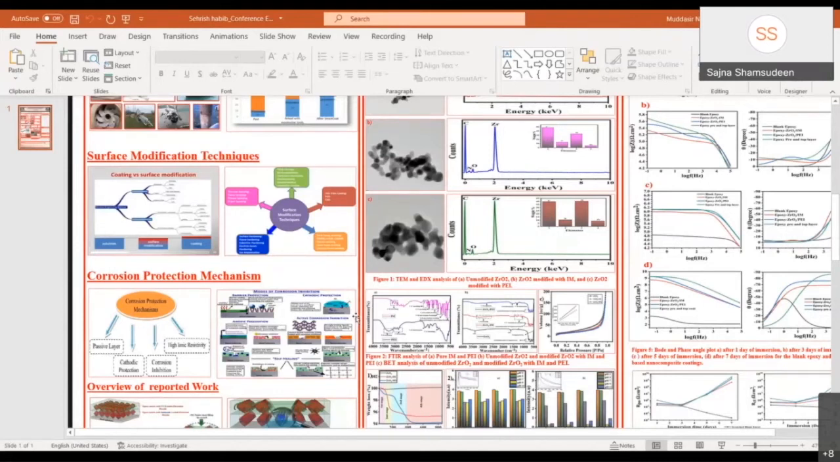So the corrosion protection mechanism basically involves the formation of a passive layer on the metal surface, which can protect the metal from the outer environment.